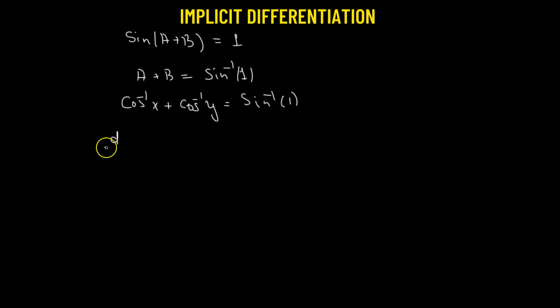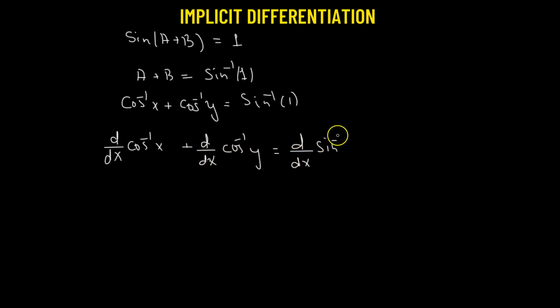Now we'll take the derivative on both sides with respect to x. We have derivative with respect to x of cosine inverse of x plus derivative with respect to x of cosine inverse of y will be equal to the derivative with respect to x of sine inverse of 1. And we know that the derivative with respect to u of the inverse cosine function, cosine inverse of u, is given by negative 1 divided by square root of 1 minus u squared. So let's use this formula.